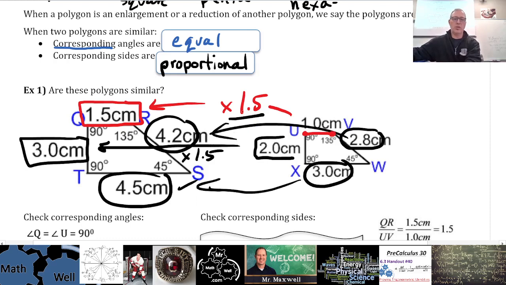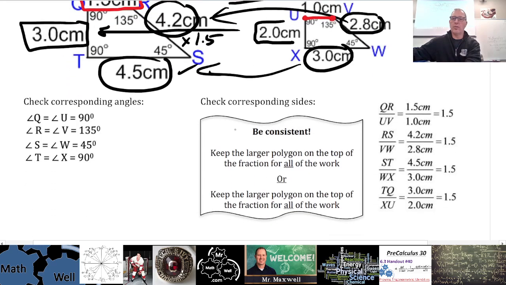Okay? So here's the work below. Let's just check to see if we line up with what you see in your notes package there. So all the corresponding angles are equal to each other. Boom. We did that. That's great. We took corresponding sides. All right. And we went from 1 to 1.5. And we found the scale factor. Awesome.